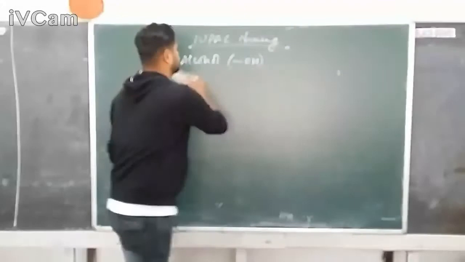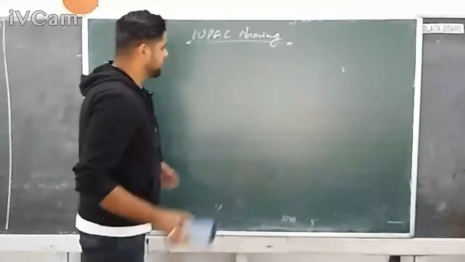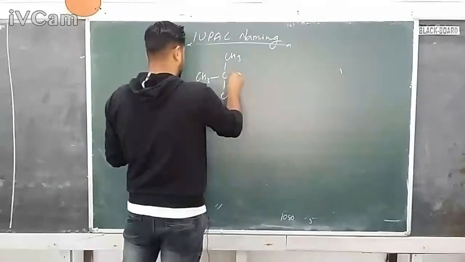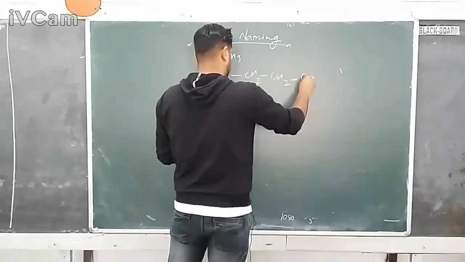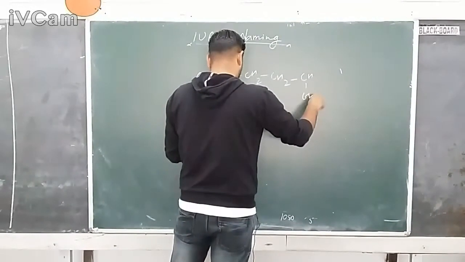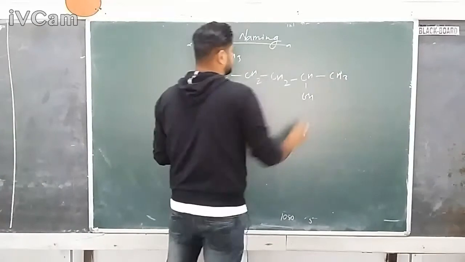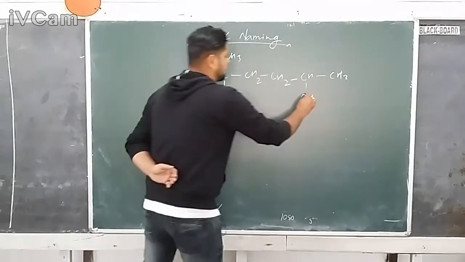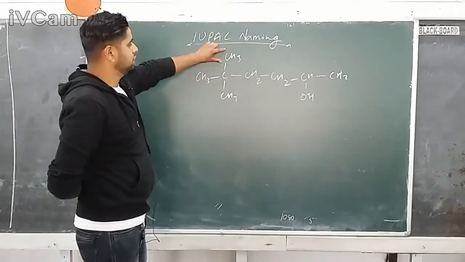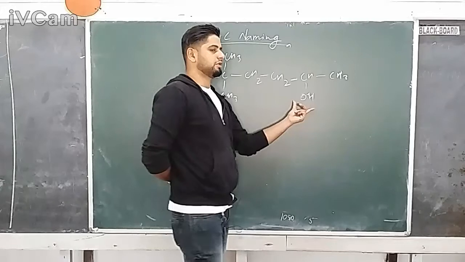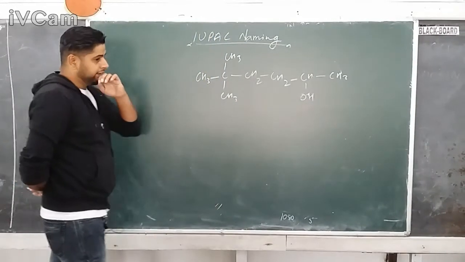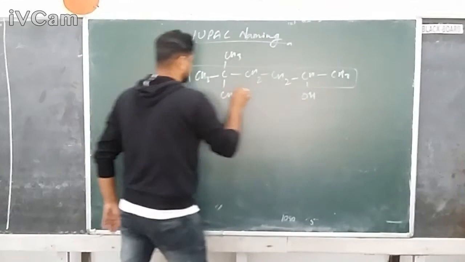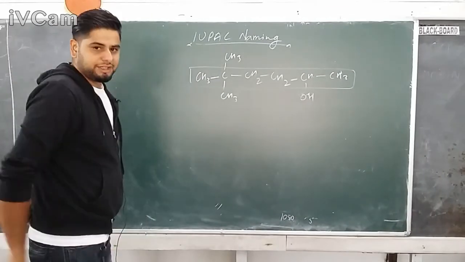Example. So the example is CH3, CH2, after that CH2, here CH3. Look at the bond. Now in this compound, substituent groups are also there. The functional group is also there. Now, no need to get confused here. First, you need to select the longest chain. Now you need to number.